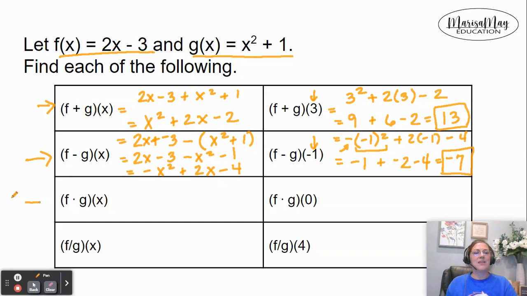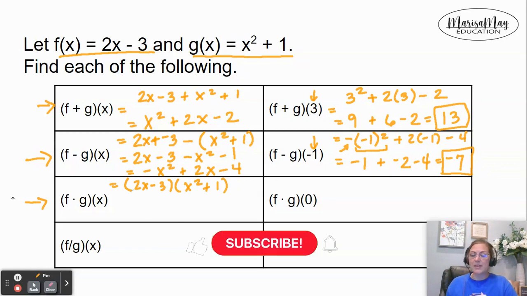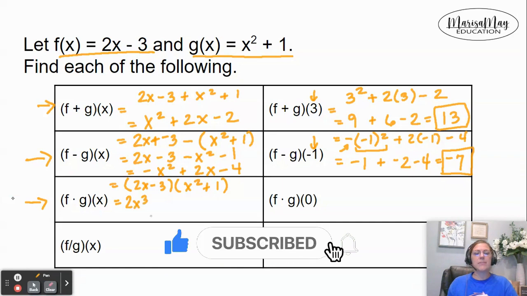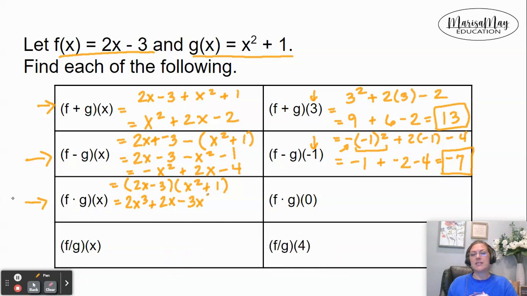All right. f times g of x. So I'm going to put them in parentheses again. 2x minus 3 times x to the second plus 1. Now I'm going to use my FOIL method. So first times first would give me 2x to the third. Outside would give me 2x. Inside would be negative 3x to the second. And last would be negative 3.